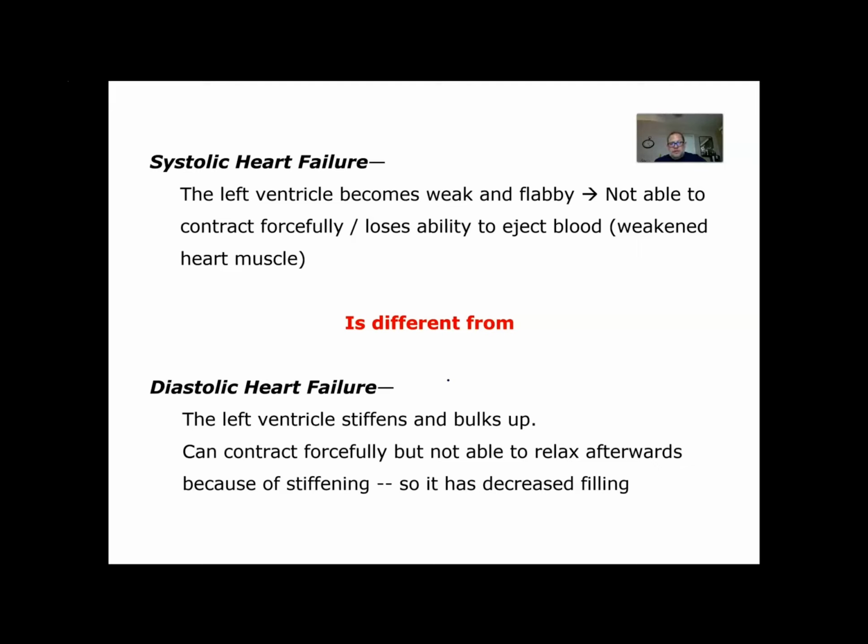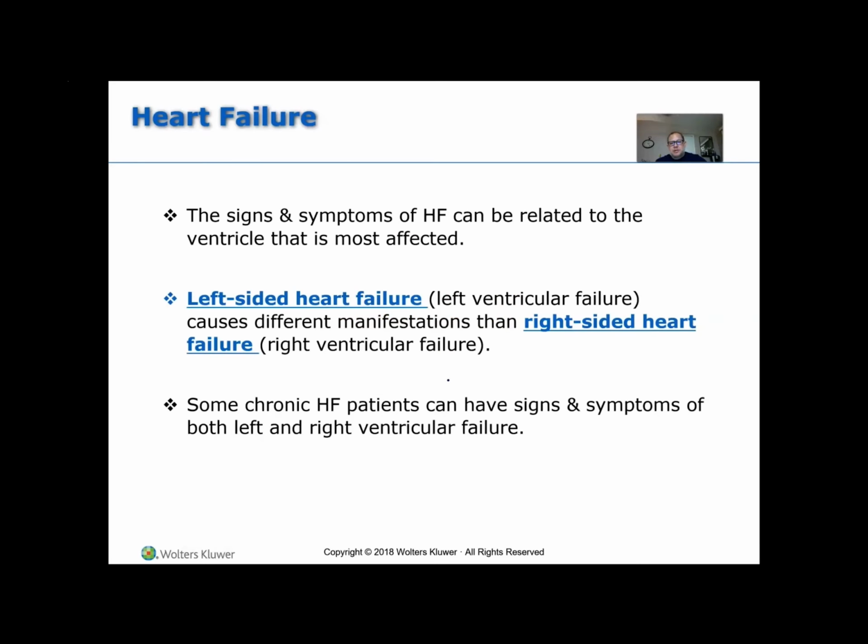In diastolic heart failure, the left ventricle stiffens and bulks up. It can contract forcibly, but it can't relax afterwards because of the stiffening, so it has decreased filling. It's like your ventricles are working so hard, pushing against so much pressure, that they build up and bulk up. What happens then is it can maintain your output and the ejection fraction, so it's pumping out the same percentage of volume. The problem is it's bulked up so much it can't relax. So that's the two sides of the concerns with that.